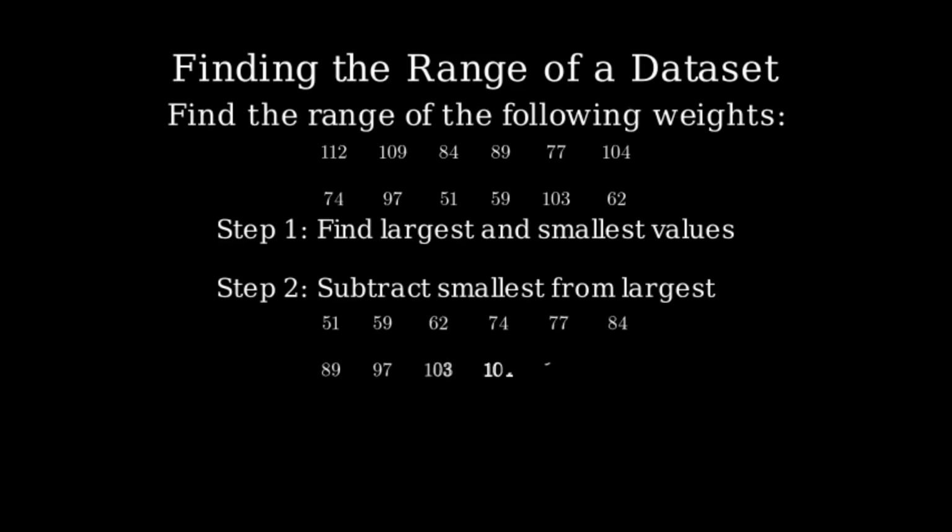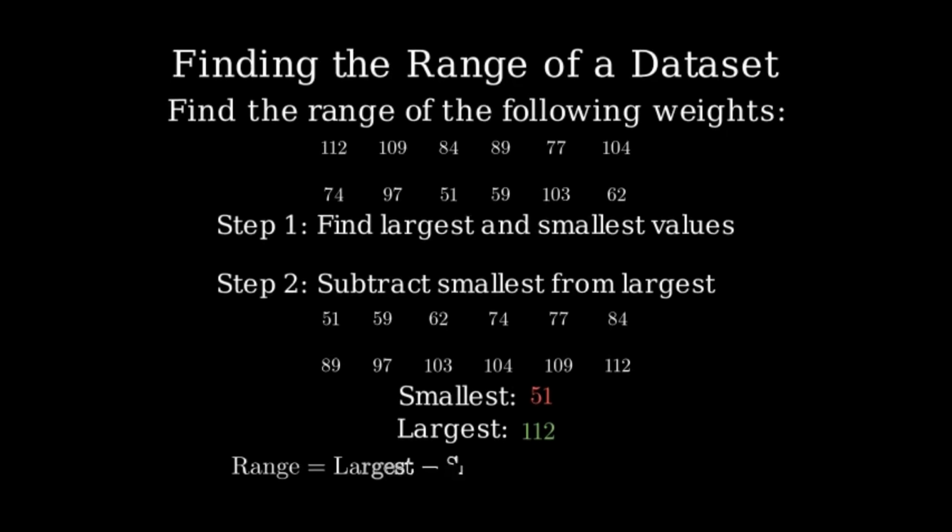Let's organize our data from smallest to largest to make it easier to identify these values. Here's our sorted list: 51, 59, 62, 74, 77, 84, 89, 97, 103, 104, 109, and 112. Now we can easily see that the smallest value is 51 and the largest value is 112. To find the range, we subtract the smallest value from the largest value. 112 minus 51 equals 61.